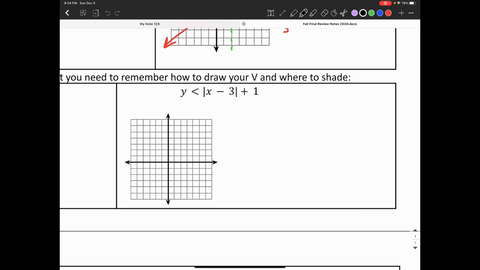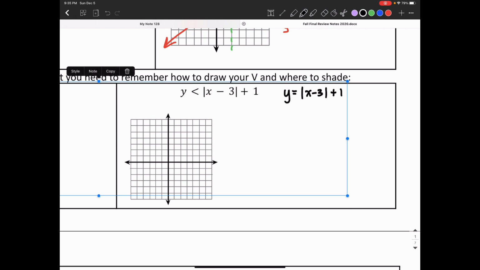I'm going to do this example here. I have y is less than the absolute value of x minus 3 plus 1. First thing I'm going to do is write the guideline, the guideline that I'm going to be shading above or below. And that just means I change the less than sign to an equal sign. I have y is equal to the absolute value of x minus 3 plus 1. And then I'm going to graph that.